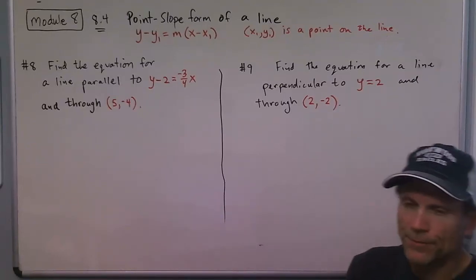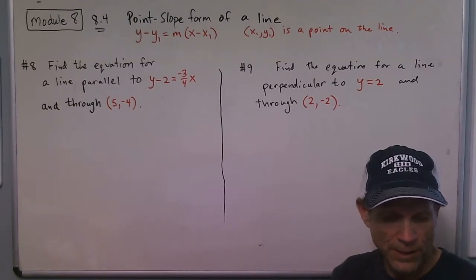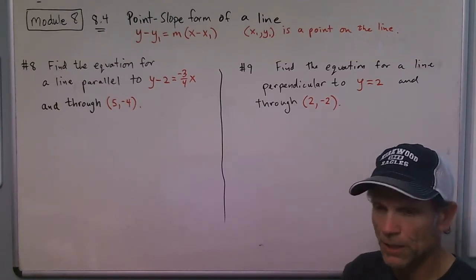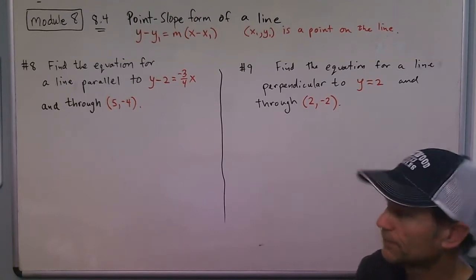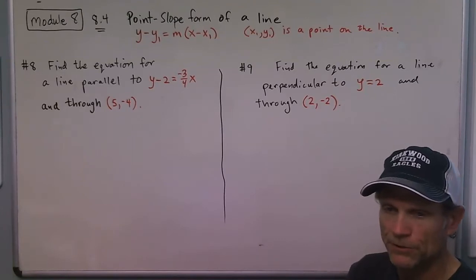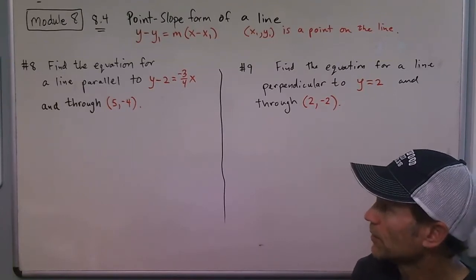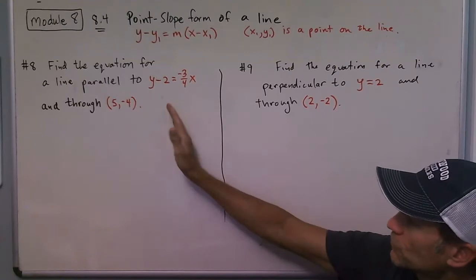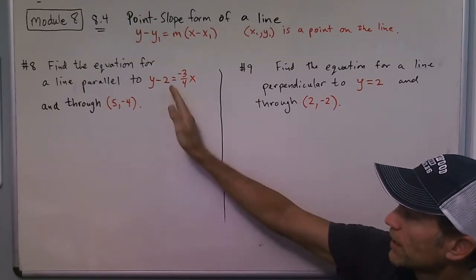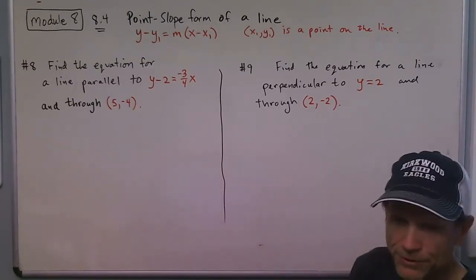Number 8 and number 9 on 8.4 sometimes get students a little confused, and there's a lot of steps involved, but I'm going to condense it for this video. On your note packet there's a little more detail, but for this first one, it says find the equation for a line parallel to this line and through this point.